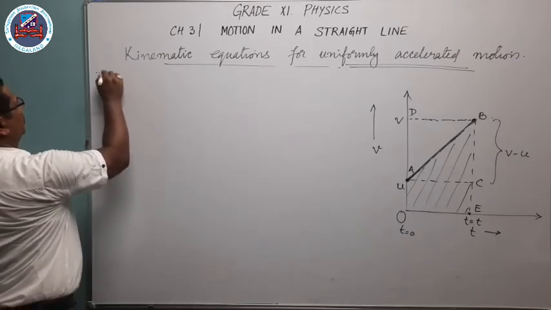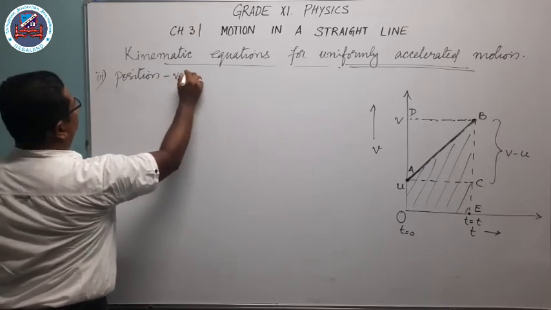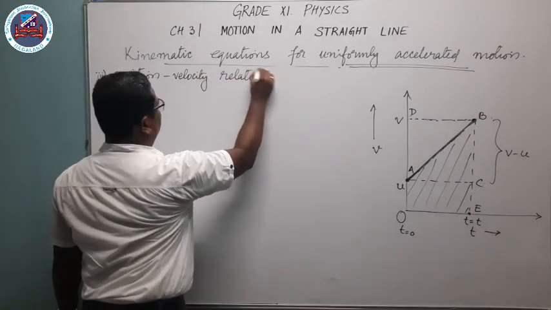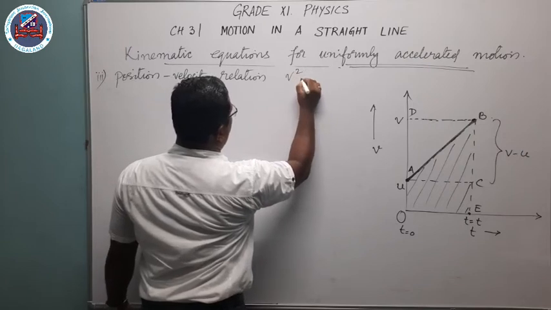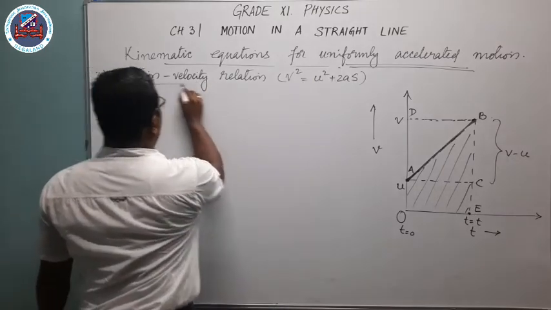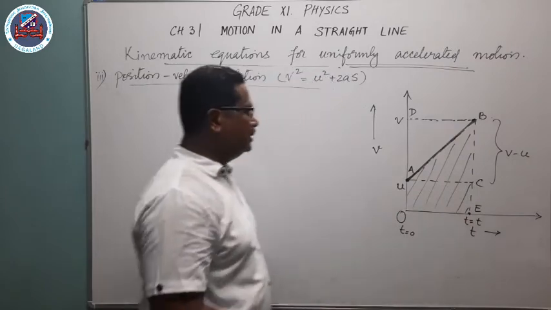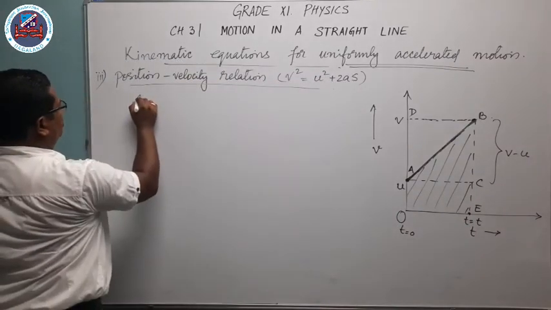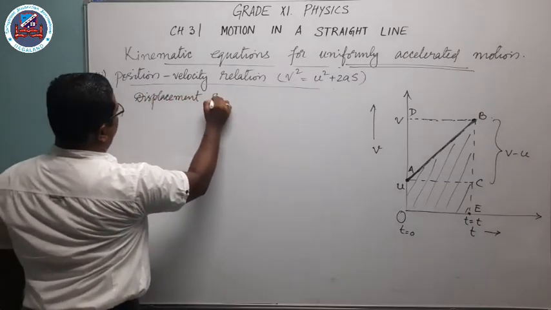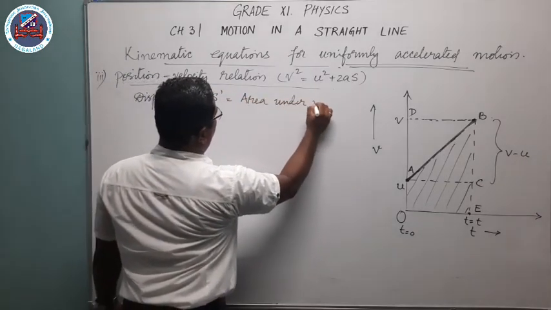The third one, let us see position velocity relation. That is V square is equal to U square plus 2AS. In this case also, you start with the area under velocity time graph that gives us displacement. Displacement S is equal to area under VT graph.